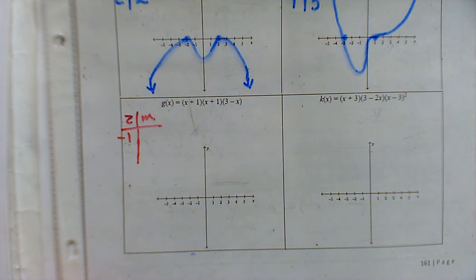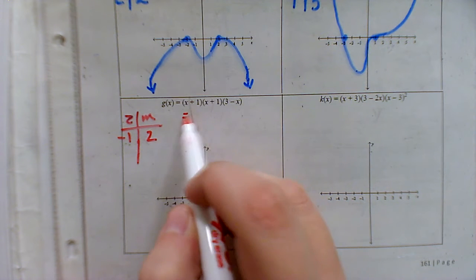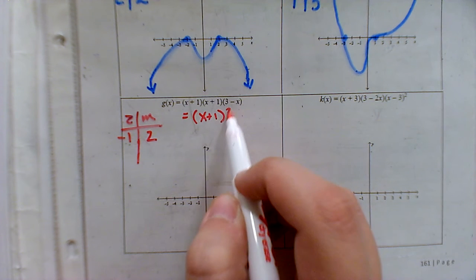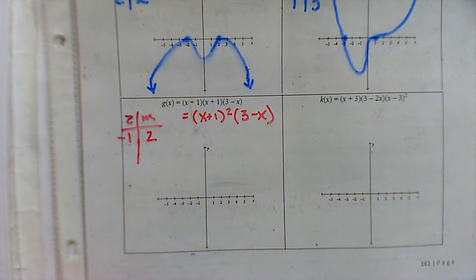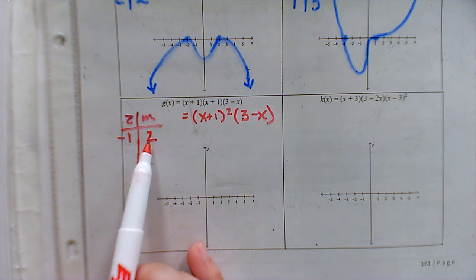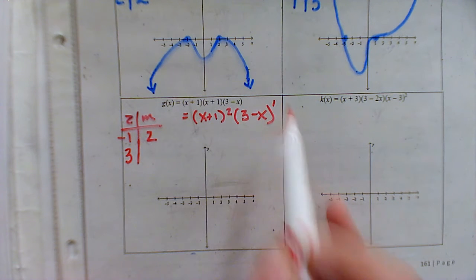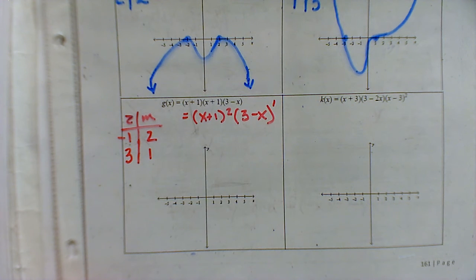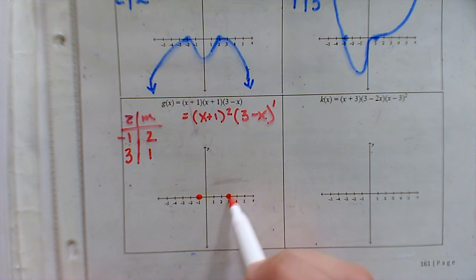Ooh, another -1, right? So we're not going to write it twice, okay? But what would the multiplicity be if it shows up twice? Wouldn't it be 2? Okay, because technically you could write this as (x plus 1) squared, because you have two of them there, right? So the zero of -1 shows up twice, and then we would have 3 as another zero, and that just shows up once. So we'll go ahead and plot those.